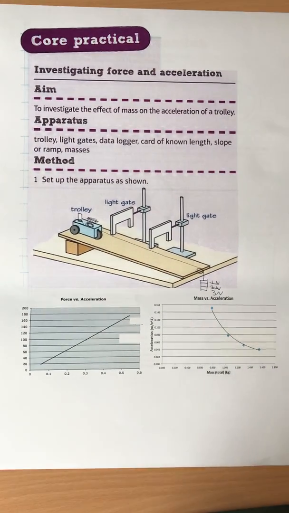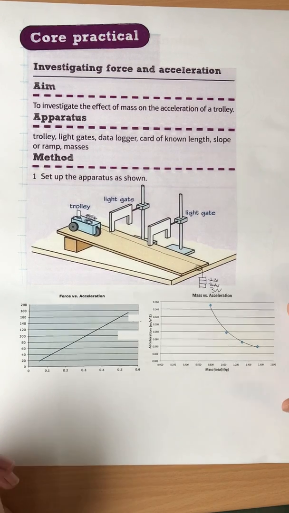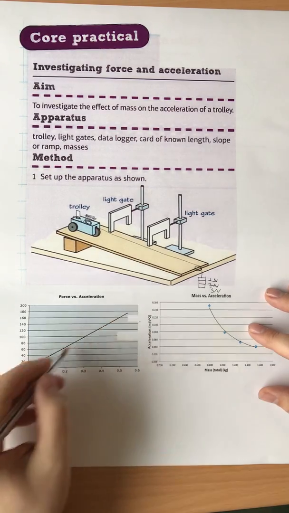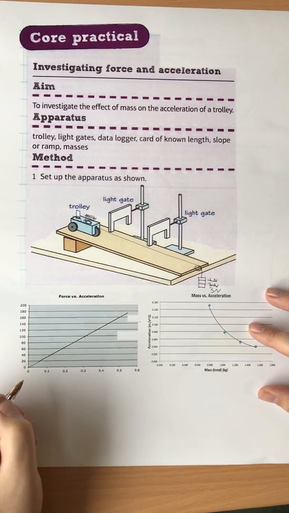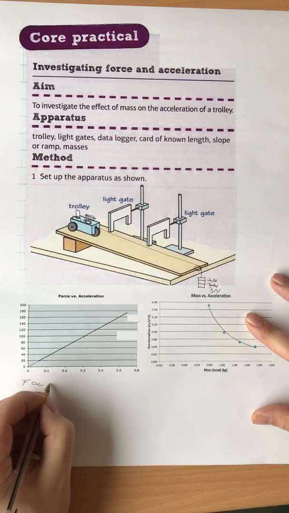Do that for a couple of masses hanging over it, so the force is always increasing on the trolley, and plot your data. You will get a straight line like this. This shows that if you increase the force on an object, its acceleration will always increase. And not only does it increase, because it's a straight line to the origin, you can see that it's actually a directly proportional relationship. That means that F is proportional to A.